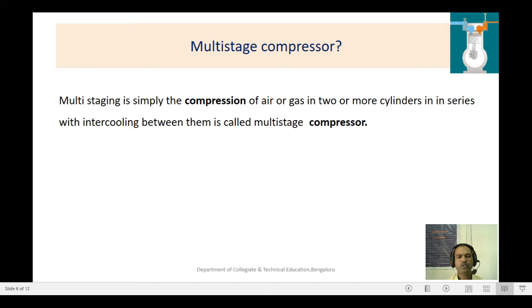Then the question arises, what do you mean by multi-stage and why? What is the need of this multi-stage compressor? Yes, it is very, very important. The name itself indicates multi-stage. So multi-stage means more than one cylinder.